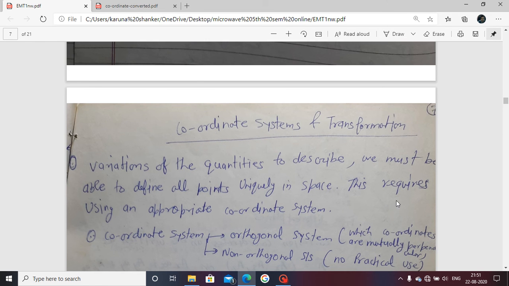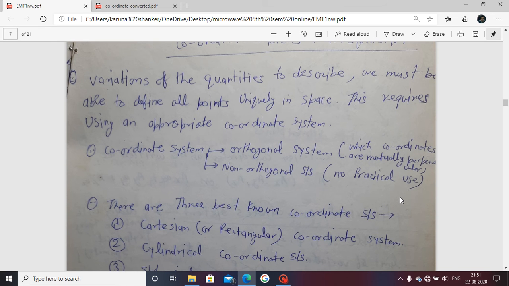Coordinate system. The objective is to study the Cartesian coordinate, cylindrical coordinate, and spherical coordinate. Next, we move to gradient, divergence, and curl.